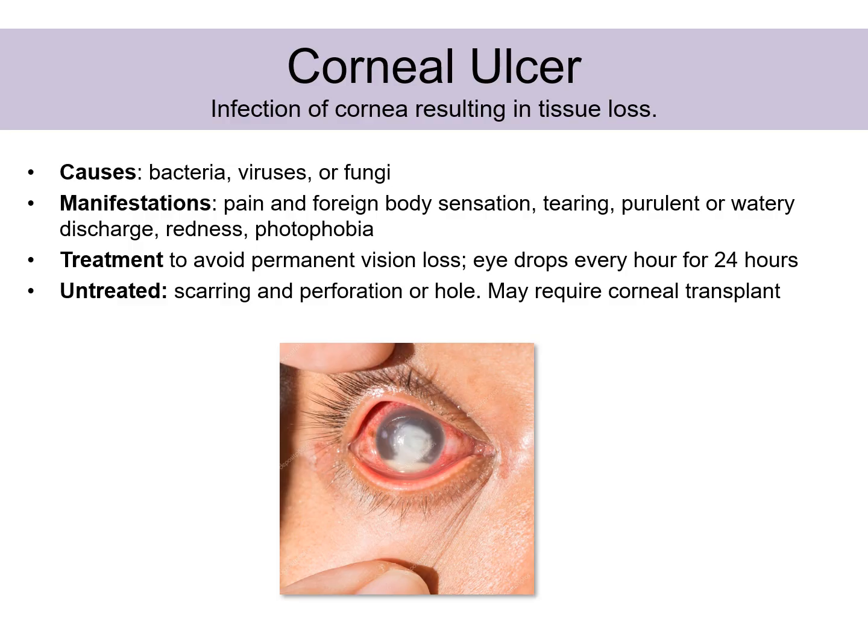Okay, this is what we don't want it to progress to. So infection of the cornea can result in tissue loss of the actual cornea, and you can see that in the picture. So it can be any of those things, bacteria, viruses, or fungi. The way you're going to know you have this, you're going to have pain, you're going to feel, again, scratchy when you blink, you're going to tear, you can have drainage, you're going to have redness, and that photosensitivity. So again, I mentioned to avoid permanent vision loss, you're going to need eye drops around the clock. If you don't get this treated, it can lead to scarring, perforation, and you may need to get a new cornea via transplant.